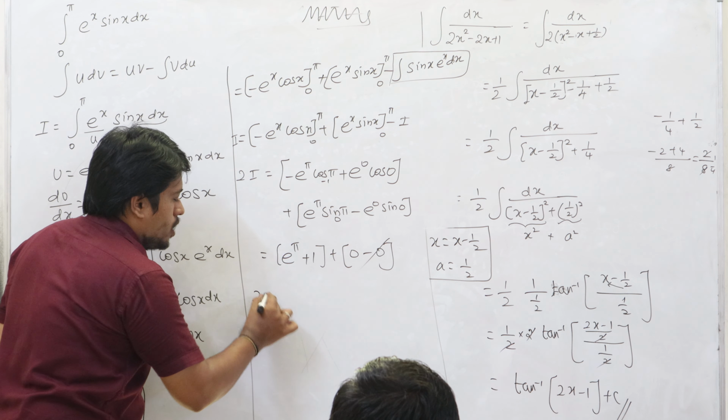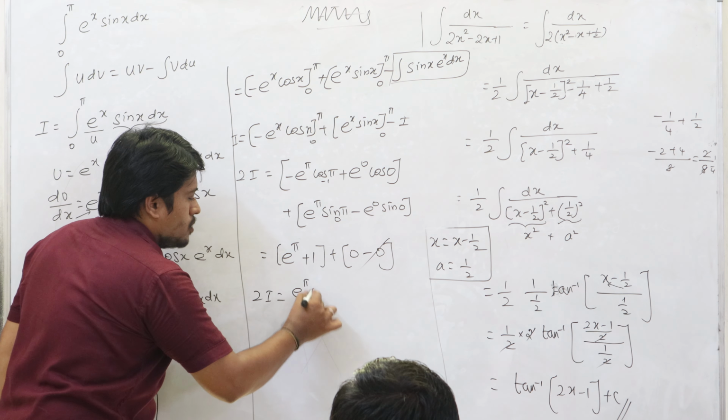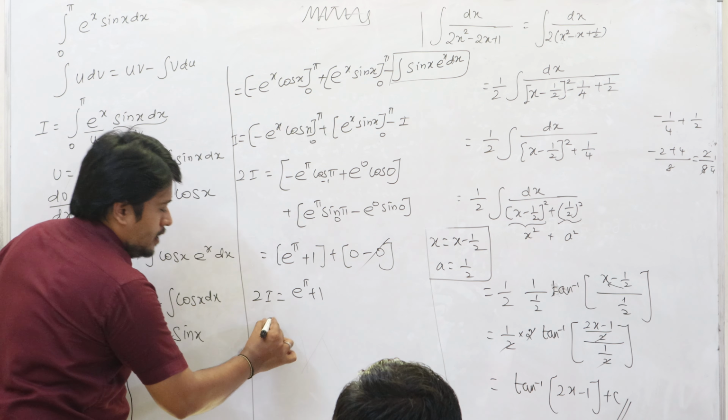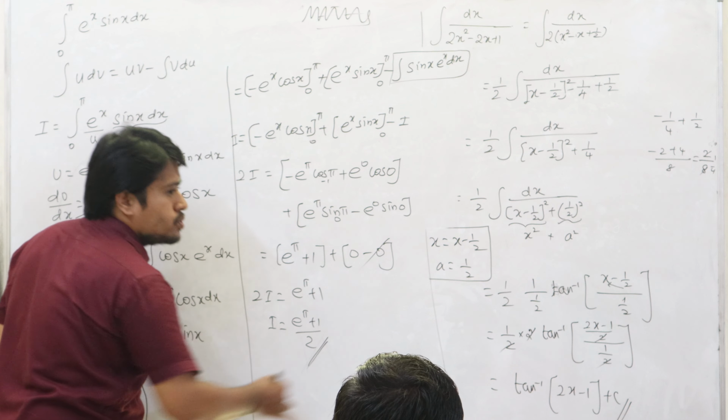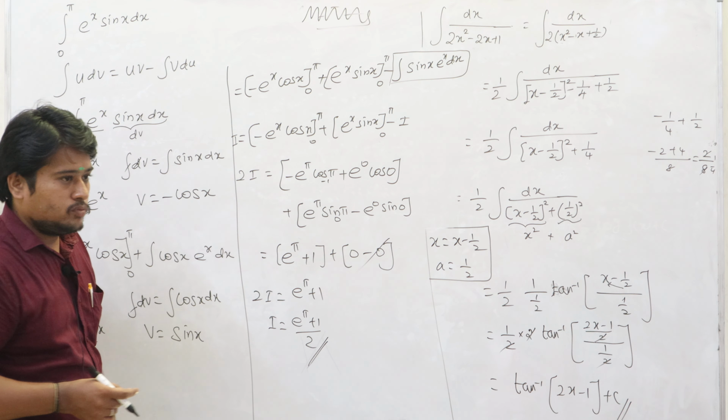Then finally 2I is equal to e power pi plus 1, and finally I is equal to e power pi plus 1 divided by 2. Okay, this is the final answer.